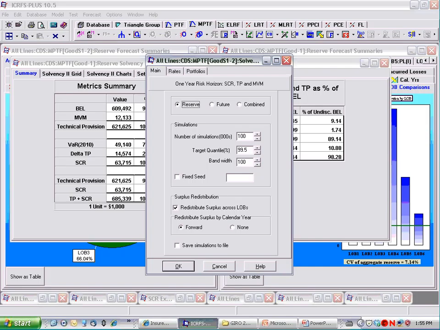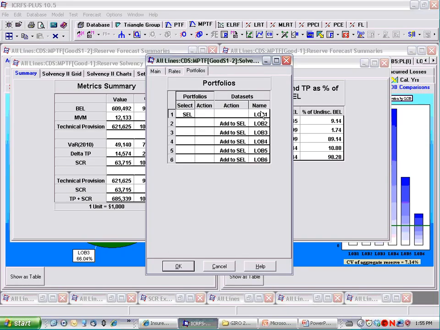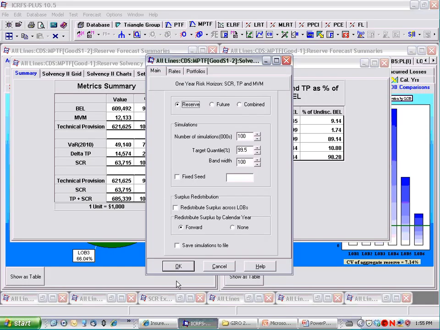Now for the other scenario, same model, same forecast. Instead, we're going to calculate the Solvency II 1-year risk horizon metrics without any distribution, which means that every LOB is ring-fenced. So there are 6, if you like, portfolios now. Let's do that now.